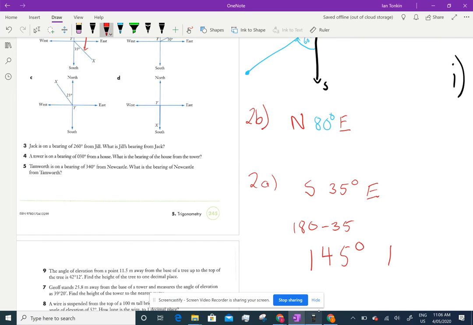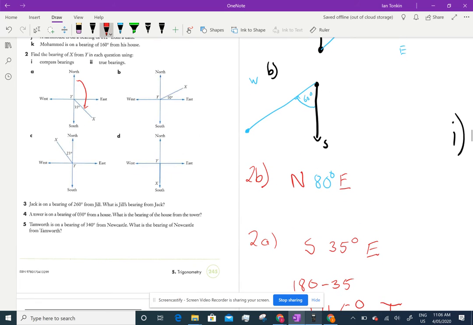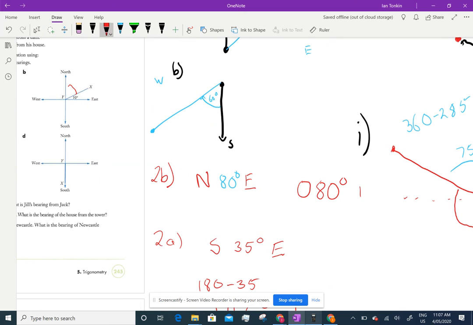So that's the answer to 2A. And then some people write a T after that to indicate that it's a true bearing. This one here, 2B, the true bearing, oh, well, I just have to find that angle. Well, I've already found it. It's 80. So it's 80 degrees. But remember, you need 3 digits. So 0, 8, 0, true bearing. All right? You've got to have 3 digits.